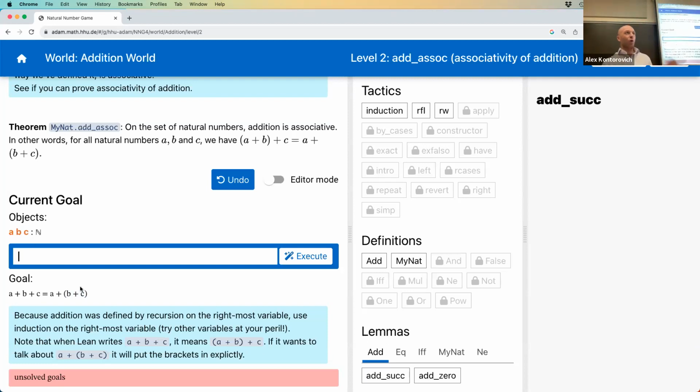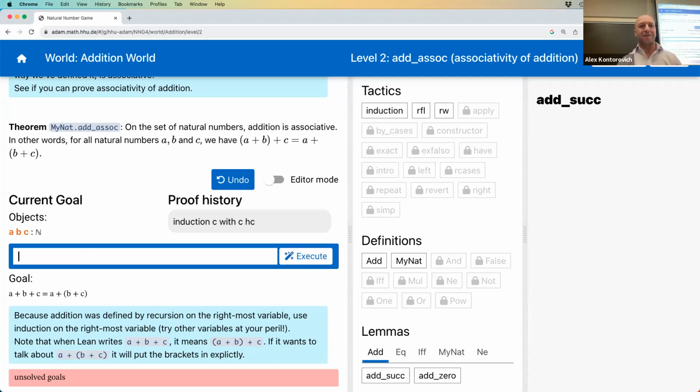Okay, now, which variable should we induct on? Induction on a, induction on b, induction on c, those are all possible tactics. Exactly. Because addition is, this is what the hint is saying right here. Addition is defined, we have the add_zero lemma. So addition is defined on the right. So we want to use the rightmost variable to do the induction. So let's do induction on c with n hn, d hd, c hc.